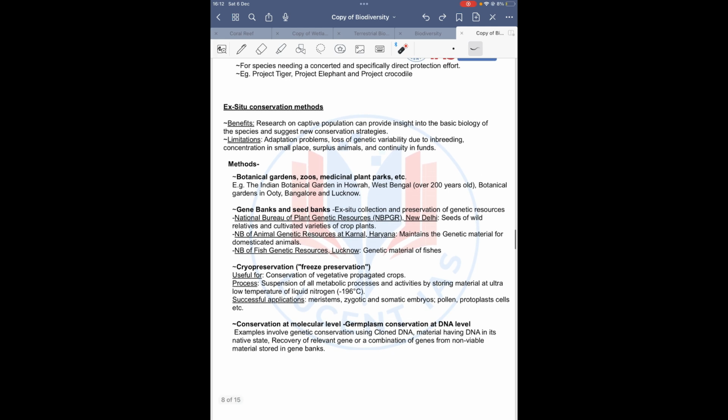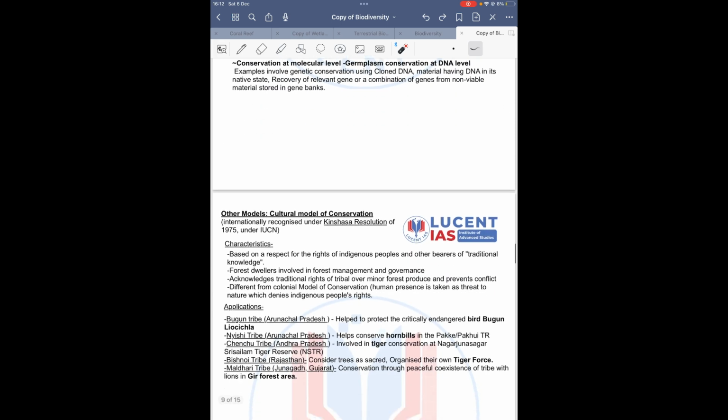Then cryopreservation, or freezing preservation, means preserving at minus 196 degrees Celsius. Or lastly, conservation at the molecular level, like conservation at the DNA level. Clear? So these are the in situ and ex situ conservation methods.